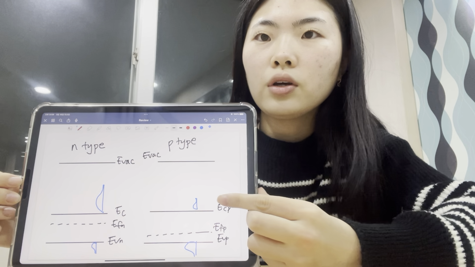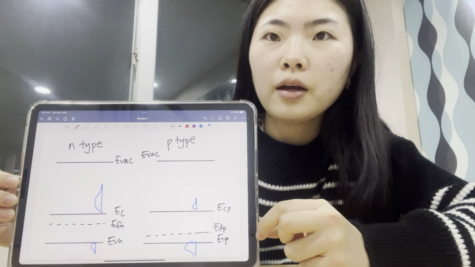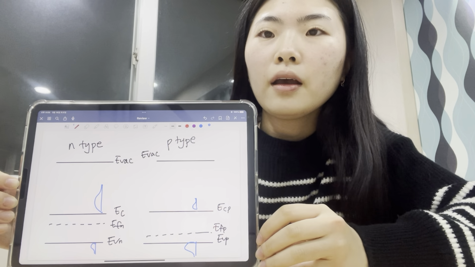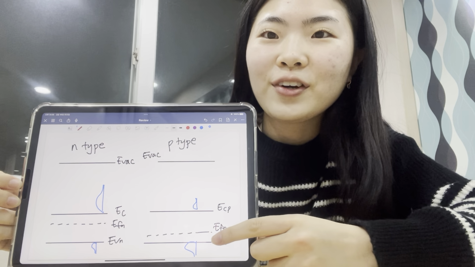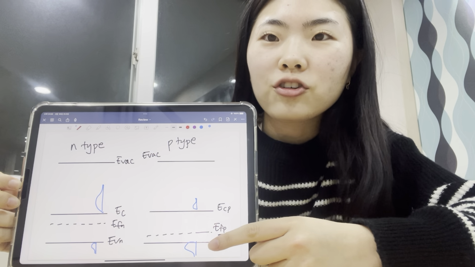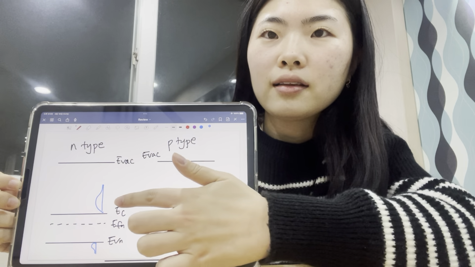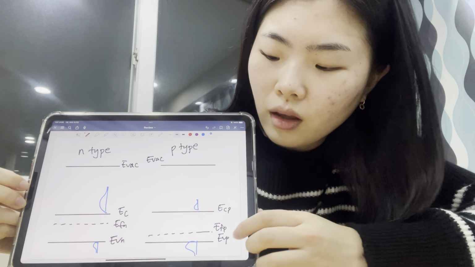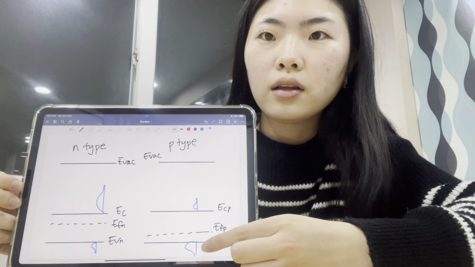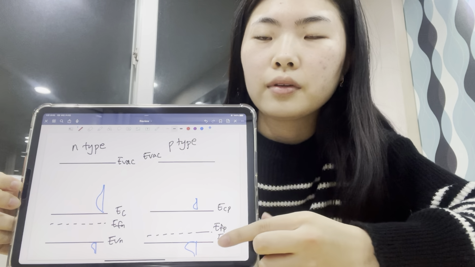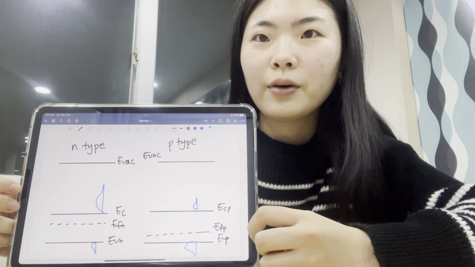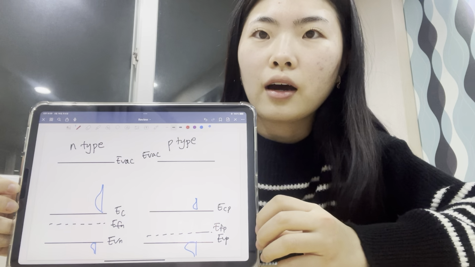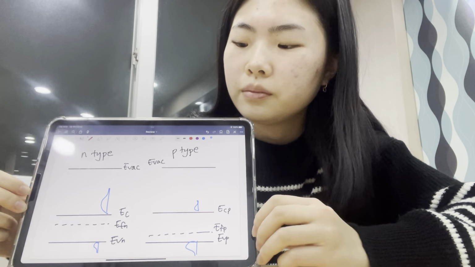And let's look at the P-type. P-type has more holes than N-type. I just drew very little, but actually it looks like the N-type's electron concentration. So there are many holes in the P-type. We should know the difference between the two types of semiconductors.